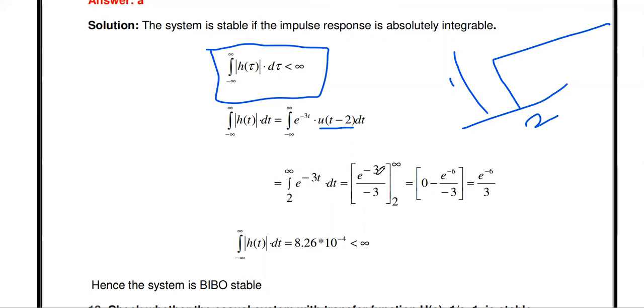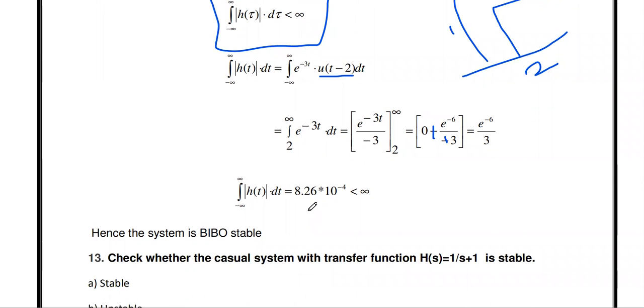If you are substituting the upper limit, infinity, e power minus infinity is 0. Then minus of, if you are substituting the lower limit, e power minus 3 into 2, so e power minus 6 by minus 3. So the minus minus cancels, then e power minus 6 by 3. If you are calculating the answer for this, e power minus 6 by 3, we will get 8.26 into 10 to the power minus 4.